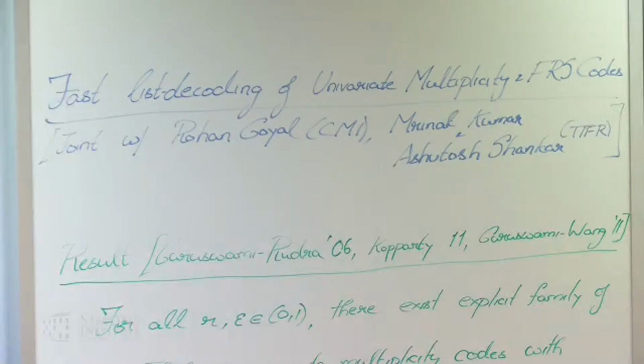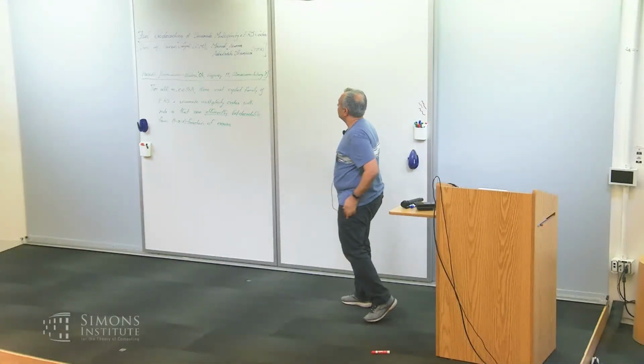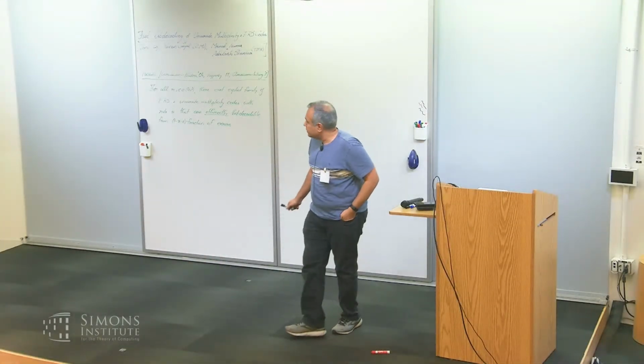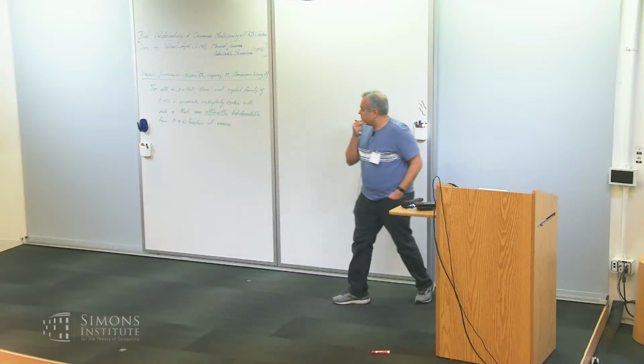Last talk, to tell us about list decoding of univariate multiplicity and FRS codes. It's good to be in person and giving the talk here. Thanks for the invite. I'll be speaking on some recent work with Rohan Goyal, who's an undergrad at the Chennai Mathematical Institute, and my colleagues and student at TIFR, Mrinal Kumar and Ashutosh Shankar.